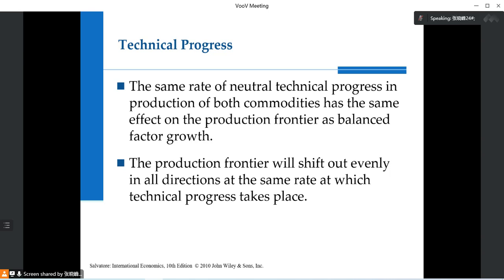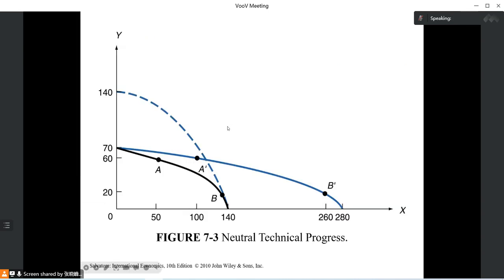Okay. Here, that is the neutral technical progress. Okay. We can see the change of the production frontier curve.